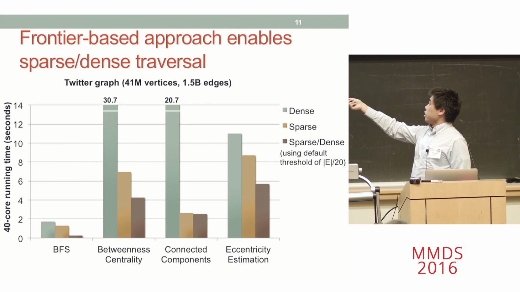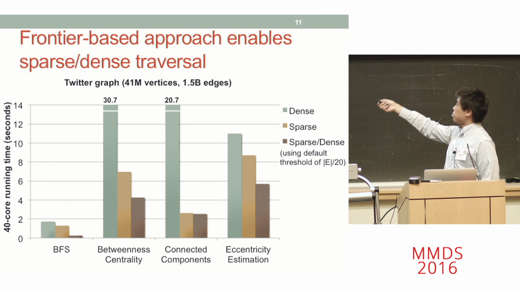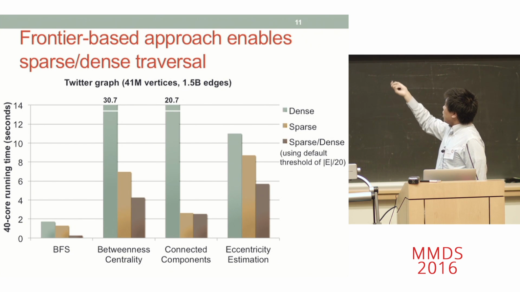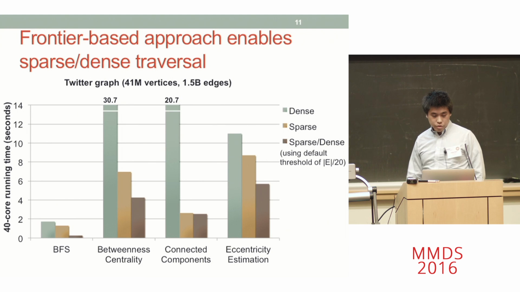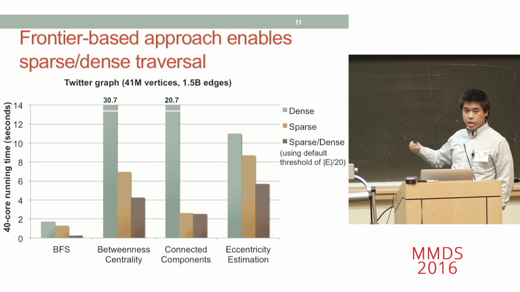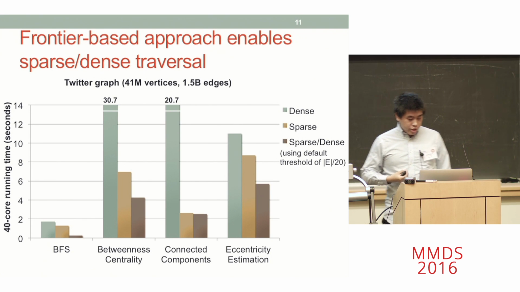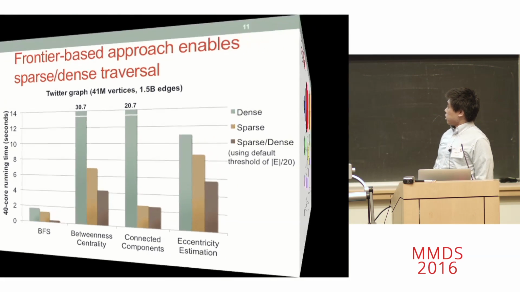So betweenness centrality, again, dense is the slowest. You get about a factor of 4 by only doing sparse, and if you go to the hybrid, you get about another factor of 2. And connected components, you get a lot just from doing the sparse instead of doing the dense, and you get a little bit more from going to the hybrid, but it turns out that most of the iterations in the hybrid are sparse anyway, so the benefits here aren't that significant. Eccentricity estimation looks like betweenness centrality.